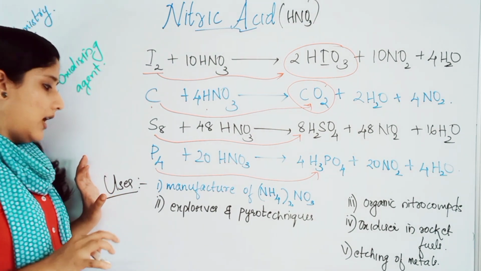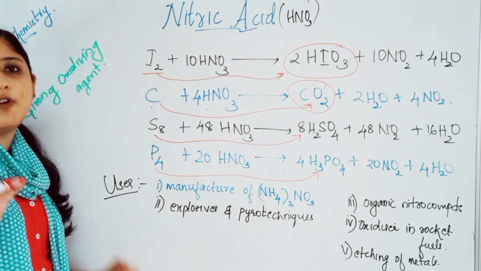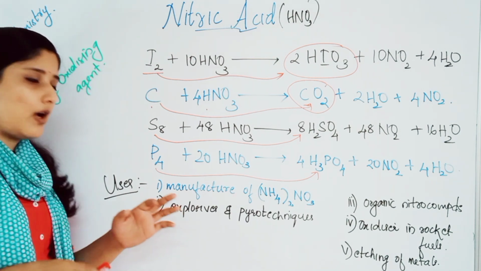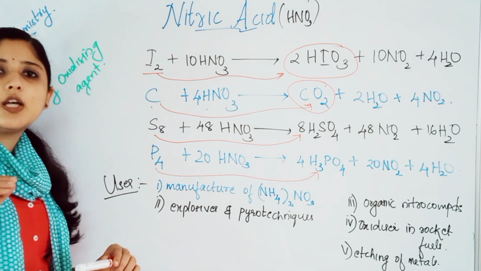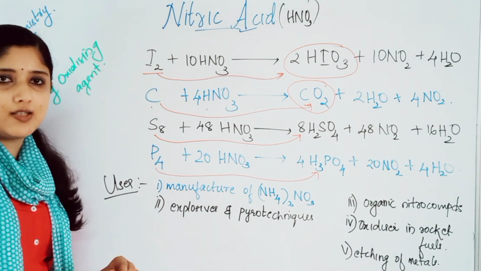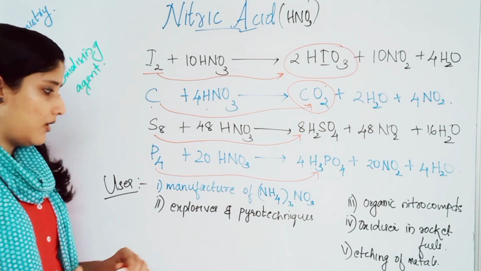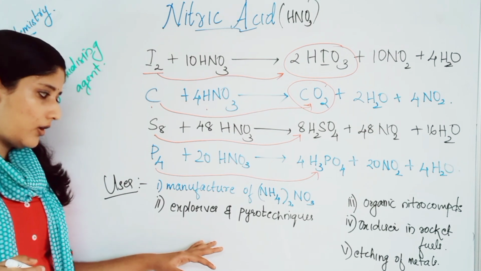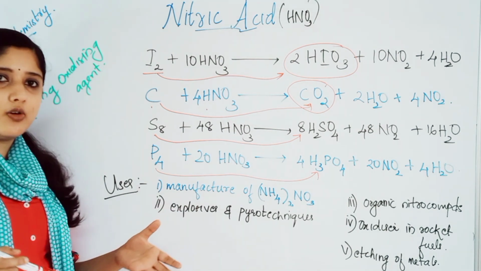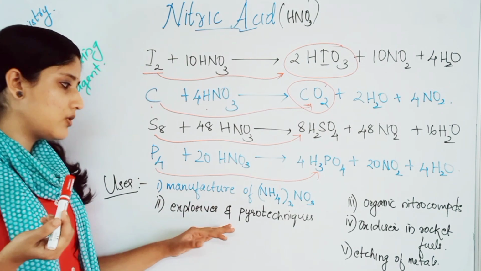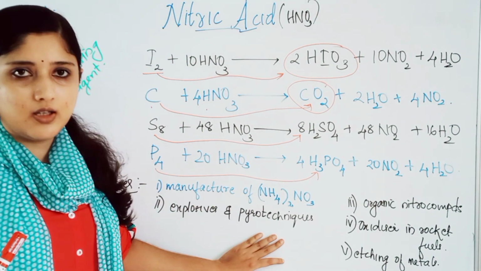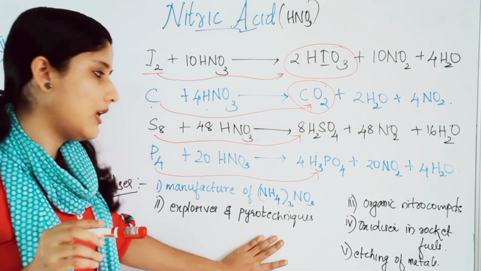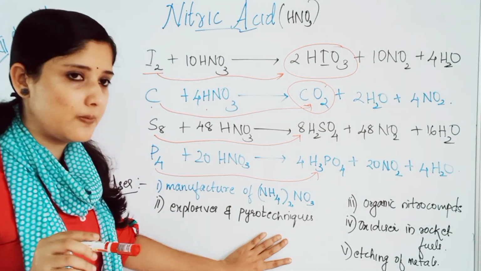Next, the other important thing is the uses of nitric acid. The first use is in the manufacture of ammonium nitrate. Ammonium nitrate is a main component of nitrogenous fertilizers, and nitric acid is used for its manufacture. It is also used as a nitrate component in explosives and pyrotechnics.